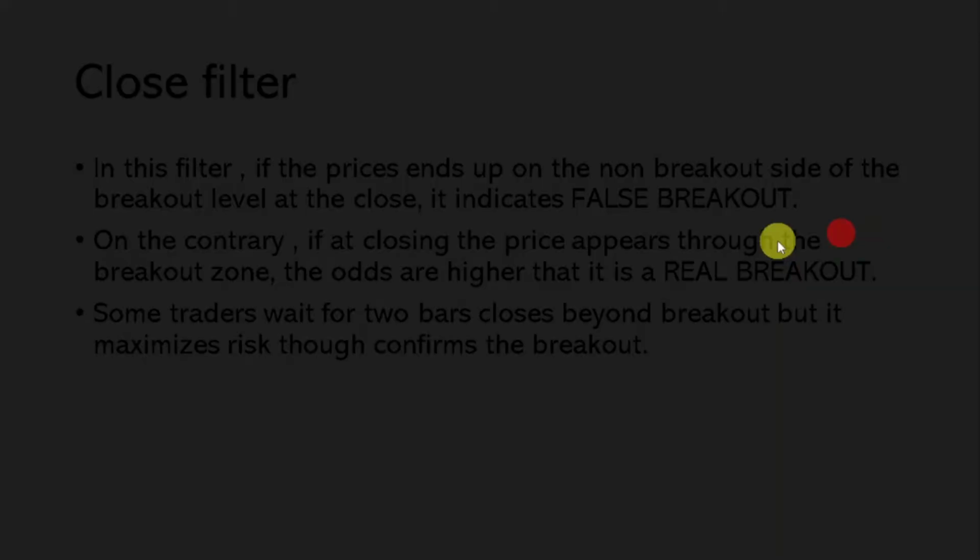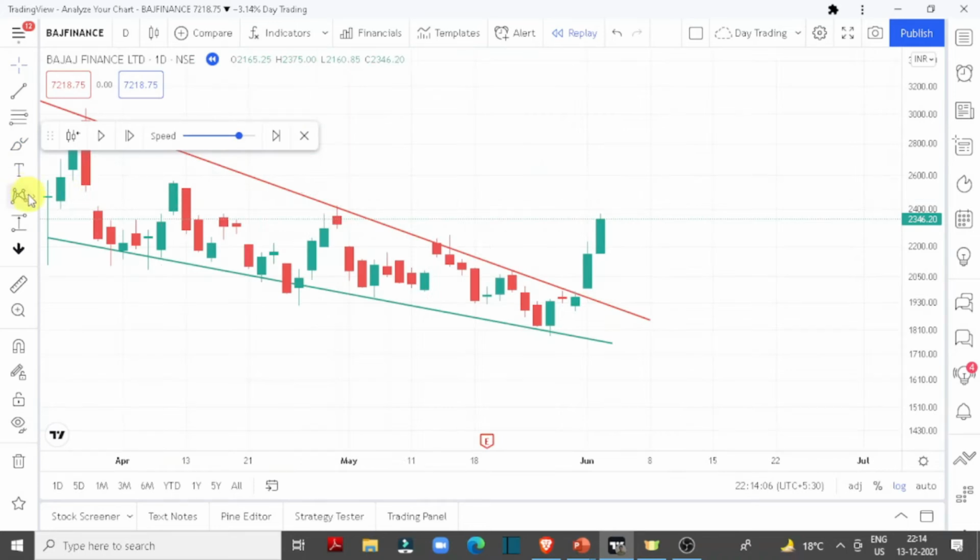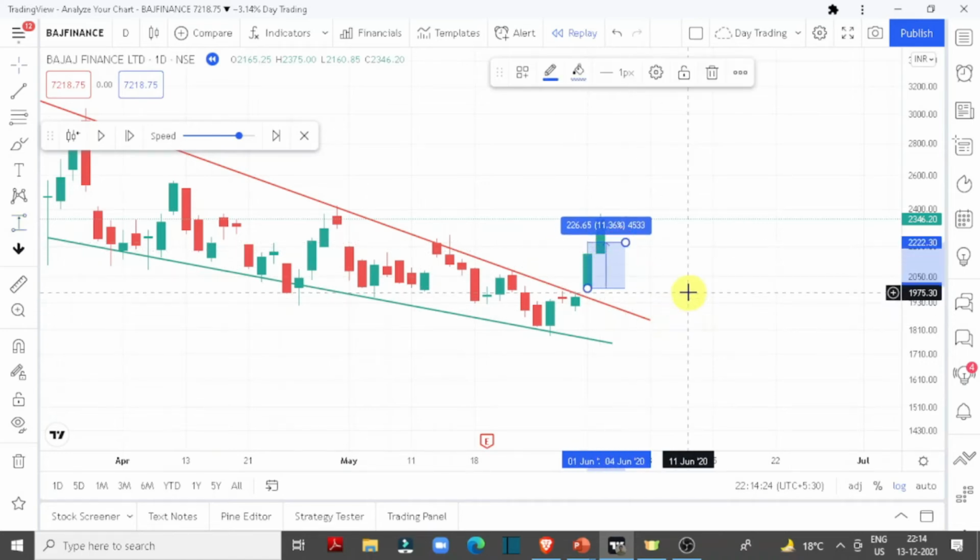Now after close filter, there's another filter which is known as point or percentage filter. Now what is this thing? Let me try to tell you. In this percentage method, what they do is that, let me tell you. So at this level, as you all know, the breakout happened. So in percentage method, what we will do is that we will measure the length of this.